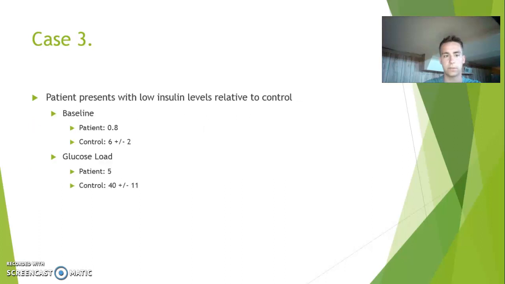So we'll go ahead and address the first question. The patient presents with a baseline insulin level of 0.8, and you're expecting, based on the control, for it to be around 6 plus or minus 2. What this means is that the patient quite obviously has a very, very deficient insulin level within the body. And then after the glucose load, you'd expect to see insulin spike, and you do not. I mean, it does slightly, but not in a significant manner, especially considering it's a 5 to 40 ratio, plus or minus 11. So the first thing that comes to my mind is, this patient's probably diabetic.